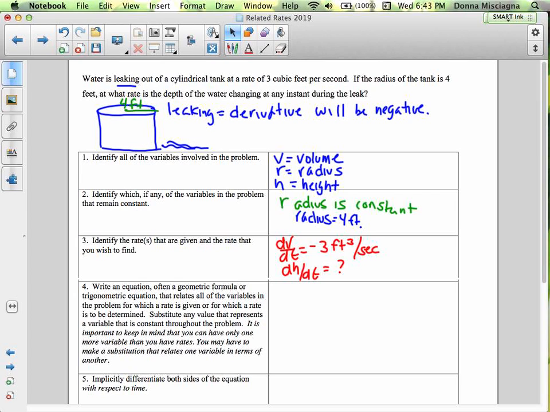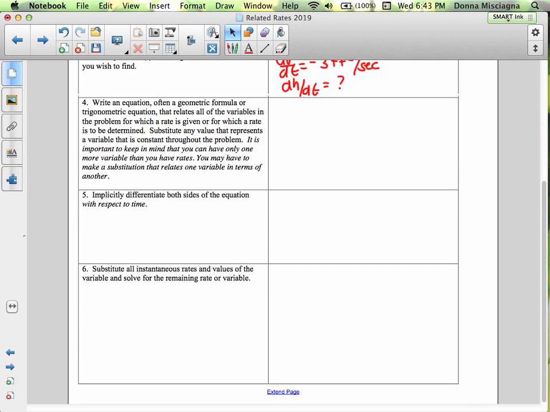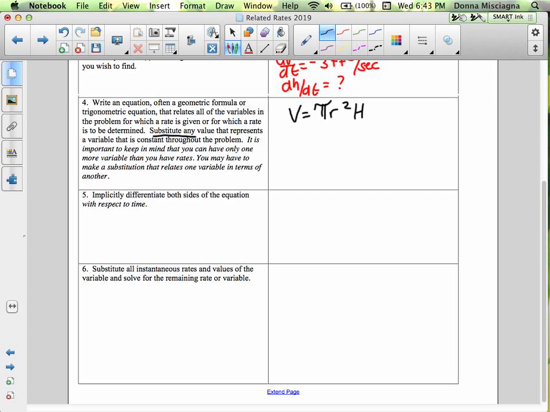All right, so writing an equation, we're dealing with the volume of a cylinder. We should use the volume of a cylinder as our equation. All right, so we have V equals pi r squared, the area of a circle, times the height of the cylinder. The radius, however, isn't changing, so we can replace the r. So substitute any value that represents a variable that is constant throughout the problem. Those are the only ones we're allowed to change from a variable to a number value until we take the derivative. So V equals pi times 4 squared times h. So that's just V equals 16 pi h. Right? So 16 pi is just a coefficient.